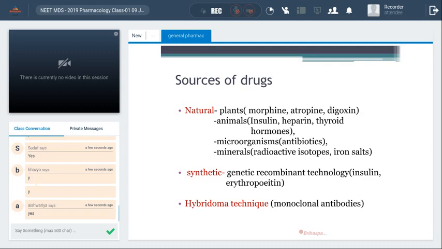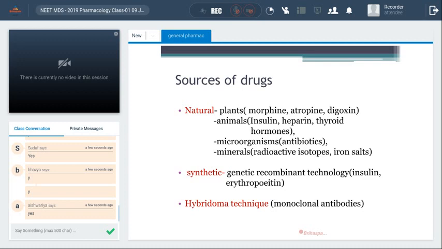But if you come to synthetic means, we are preparing with the help of DNA recombinant or genetic recombinant technology. Nowadays, as I told you, insulin is coming from DNA recombinant technology because we cannot kill so many animals to produce insulin in millions of quantities. And we also have erythropoietin. Erythropoietin is actually a hormone which is secreted from the kidney.